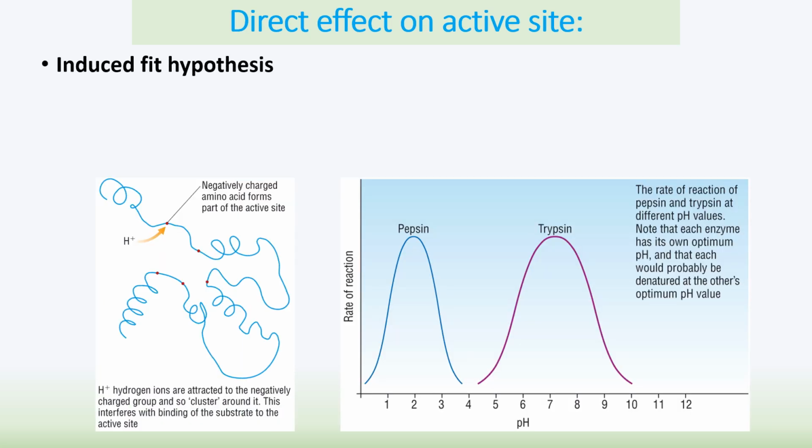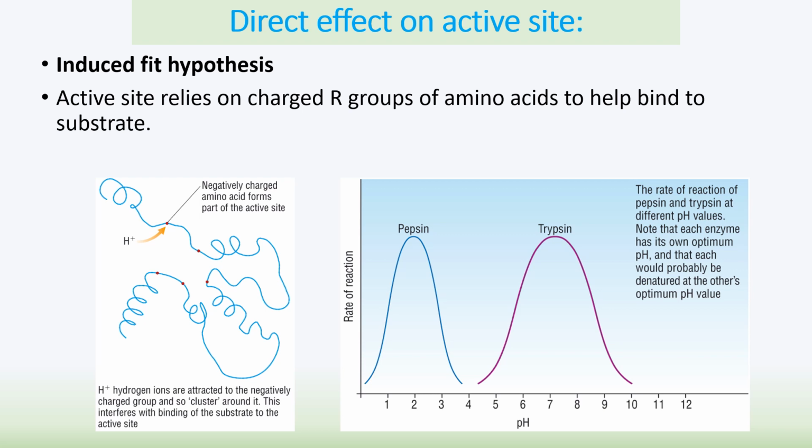It also has a direct effect on the active site, because if you think about what we said earlier about the induced fit hypothesis, this relies on charges between groups of amino acids to help them bind to the substrate, and therefore this can directly change those charges and how they interact, and prevent the enzyme substrate complexes from being formed.